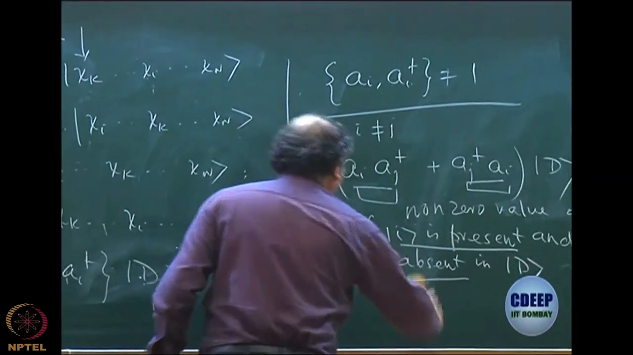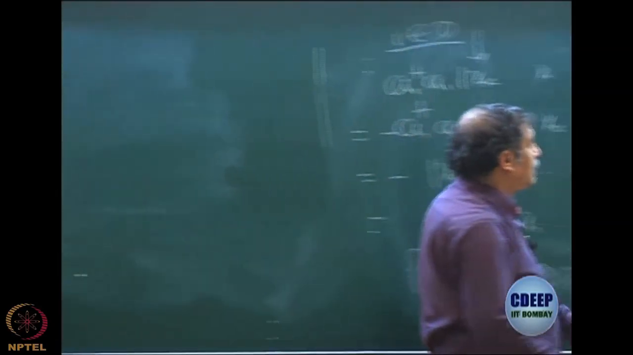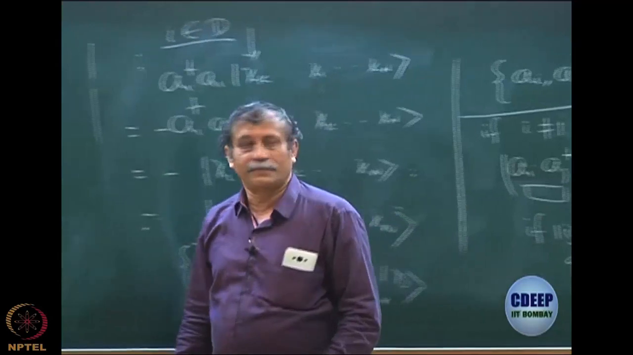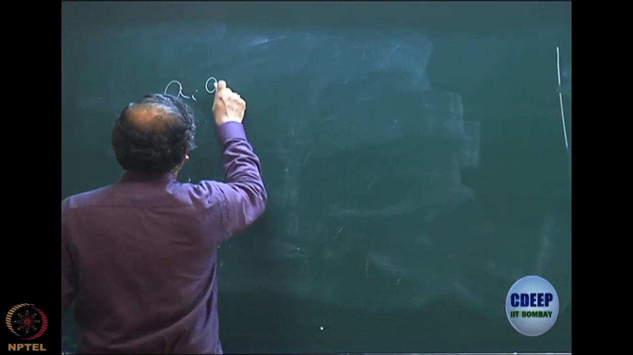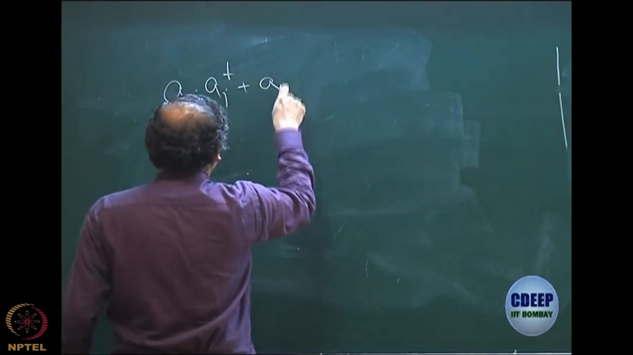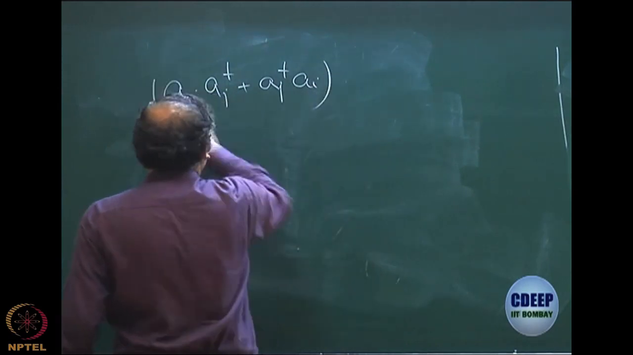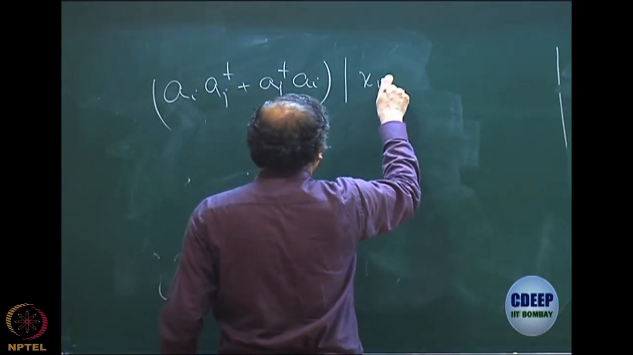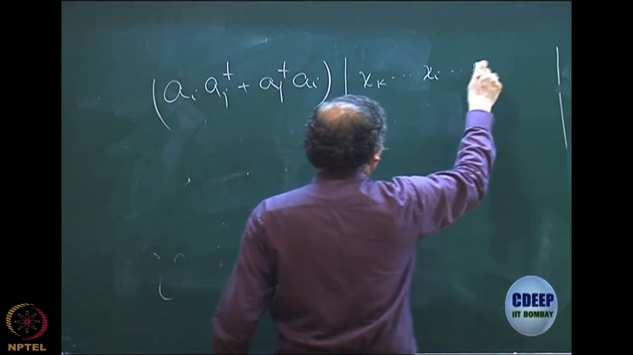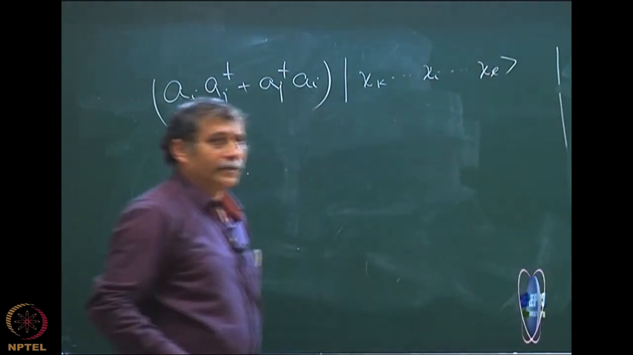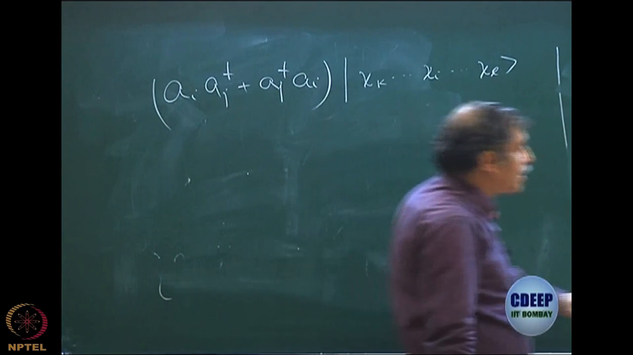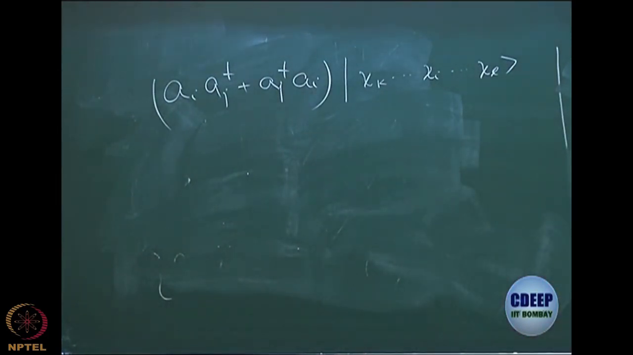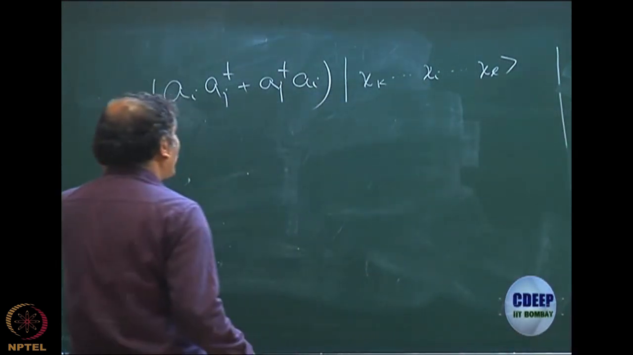So, let me now take that determinant. My determinant is: I is present, J is absent. So, I have AI AJ dagger plus AJ dagger AI on a determinant which is now let us say generally chi k etcetera, somewhere chi I is there, exactly like the way I write chi L or chi N, whatever. I am just marking chi I as an arbitrary orbital which is now present. And of course, very importantly, J is absent. So let us see now, how do I do this?